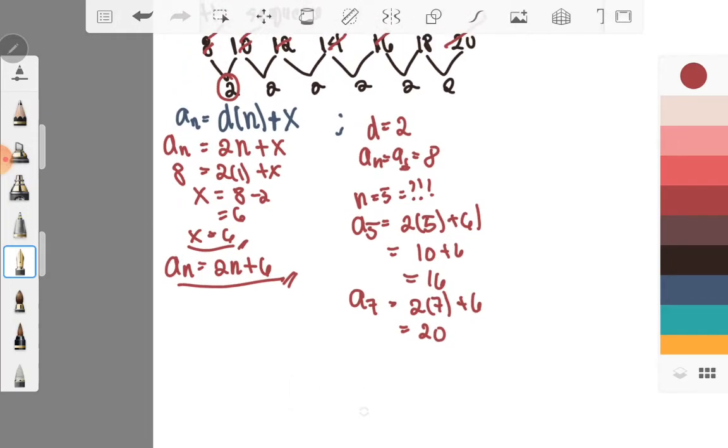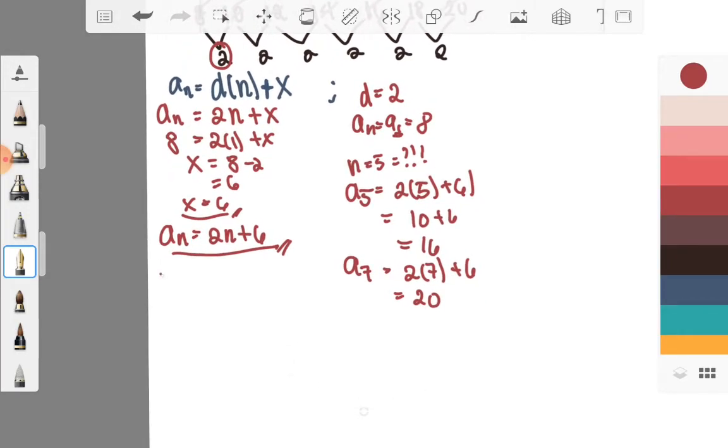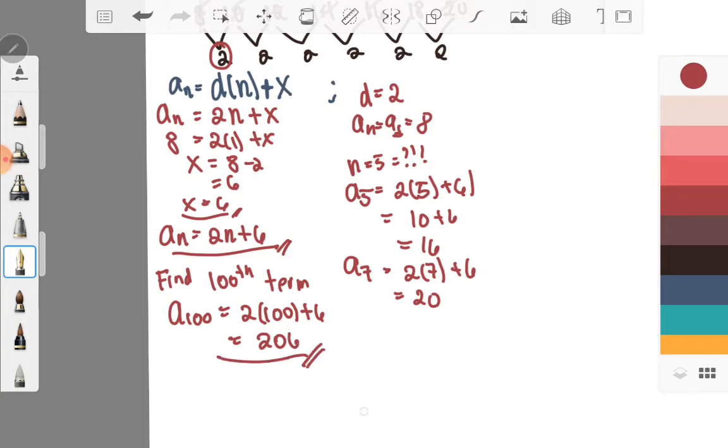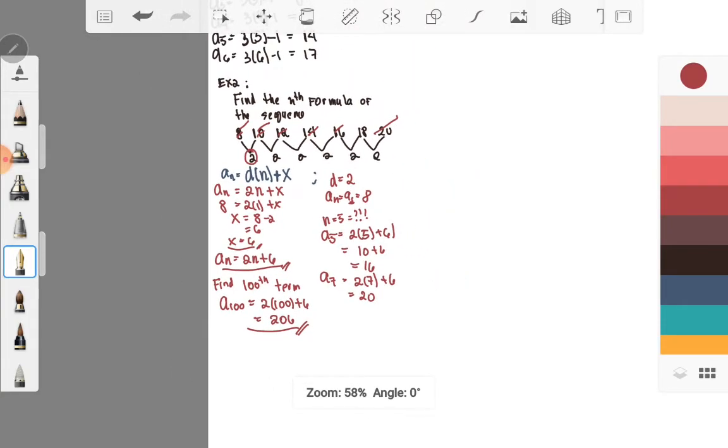This will be our second equation. So if you will find the 100th term, a100 is simply equal to 2 multiplied by 100 plus 6, which is equal to 206. Okay, that is the beauty of making your own equation if you will find the 100th term. Pero pag second term, third term, fifth term lang, madali lang yan.